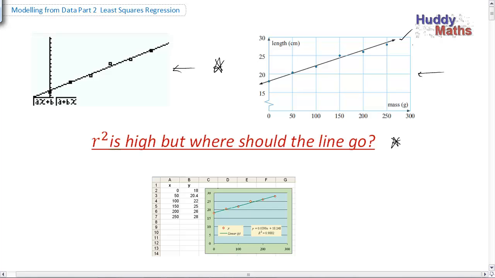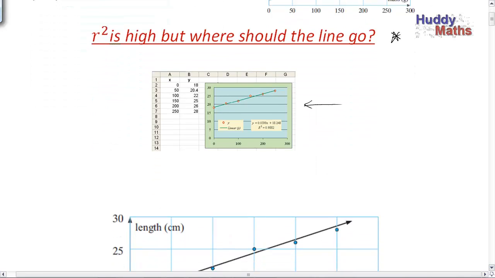But where should the line go? How do we tell? And down here, we've got a spreadsheet to help us. So we've got two forms of technology we're going to look at in this presentation: the graphics display calculator and a spreadsheet like Excel, for example. Let's go down and see how we do that.